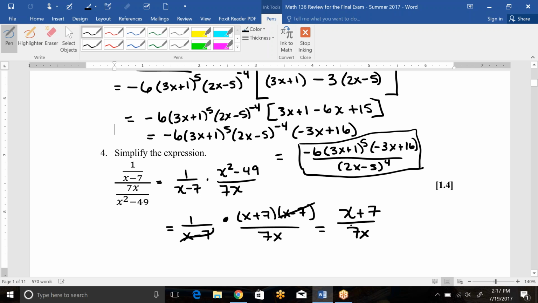Remember, you cannot reduce the x or the 7 here because this is a binomial and this is a monomial. They're not the same type. And to be able to reduce, you have to have matching pieces for the binomials.